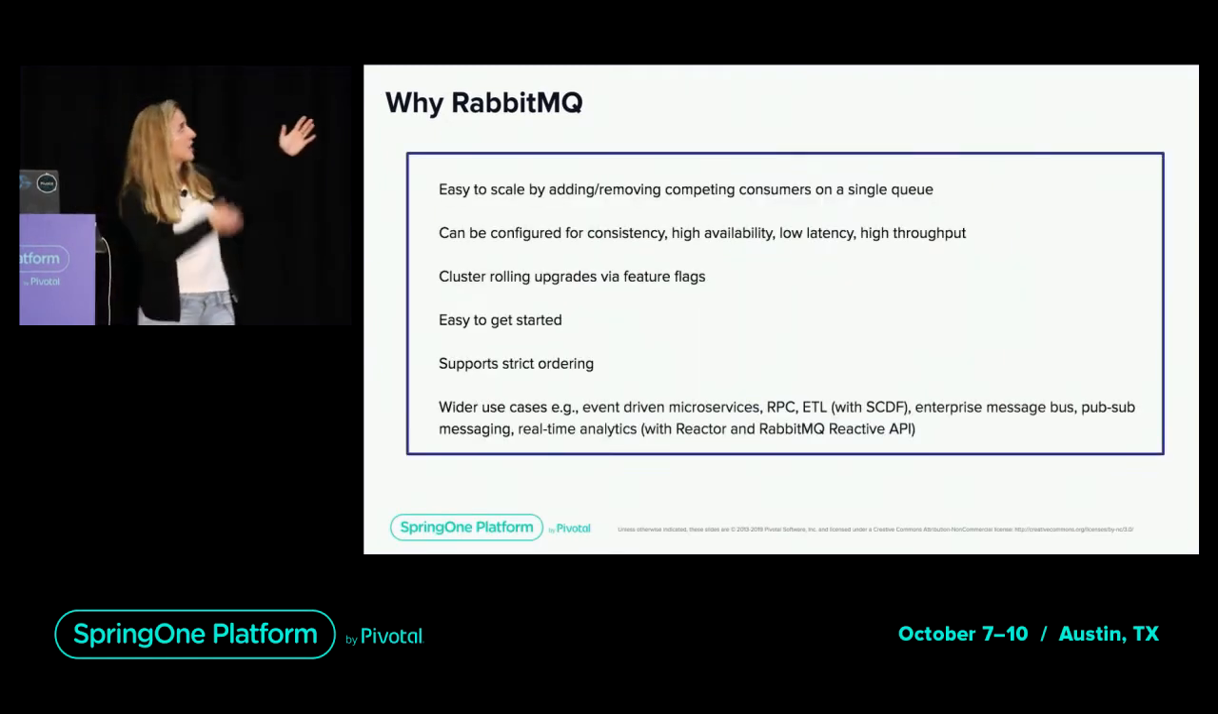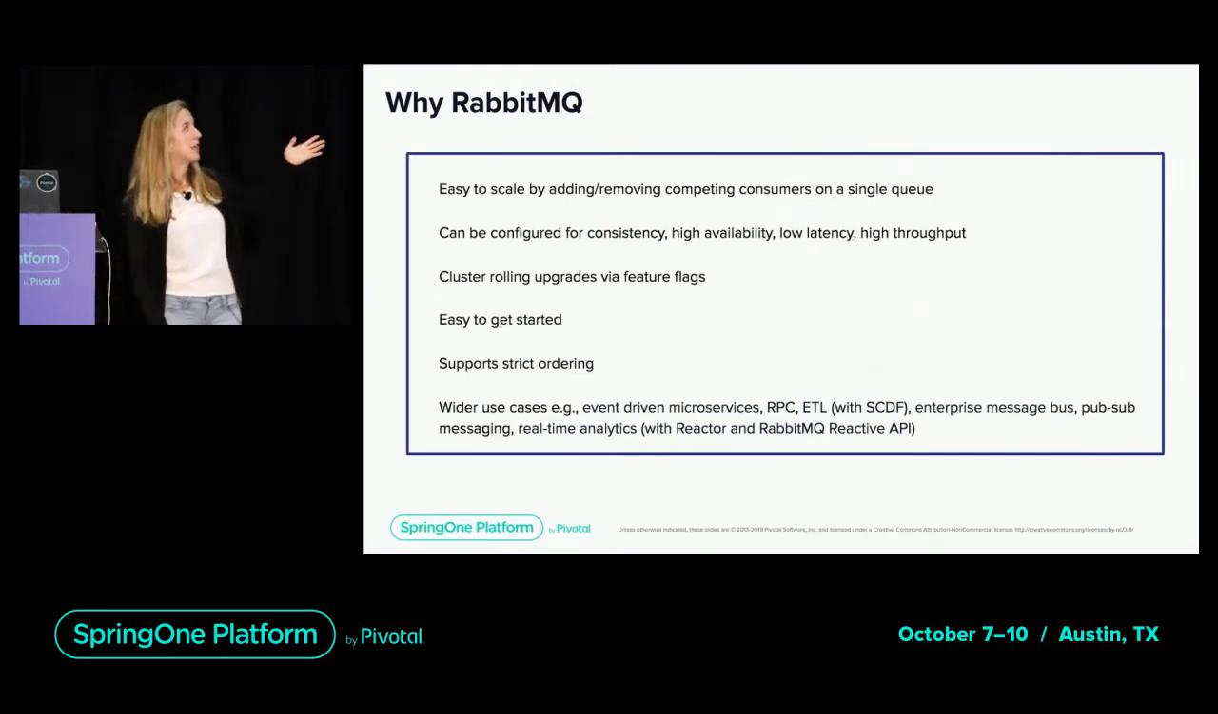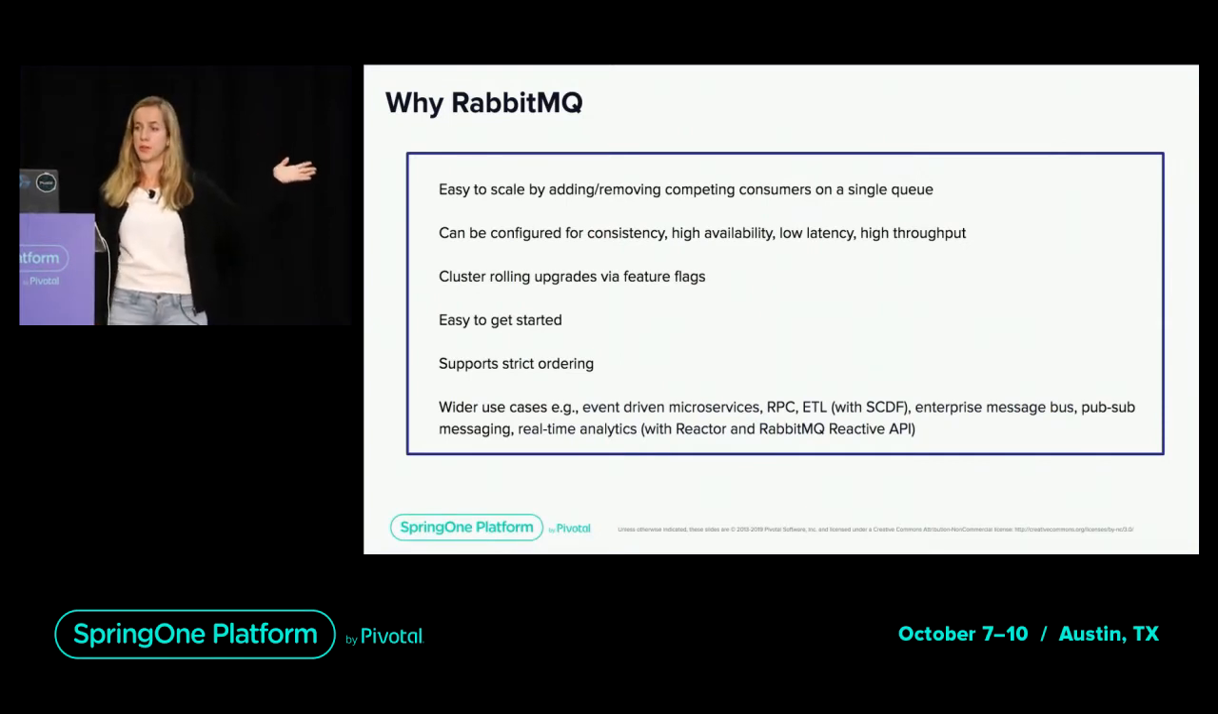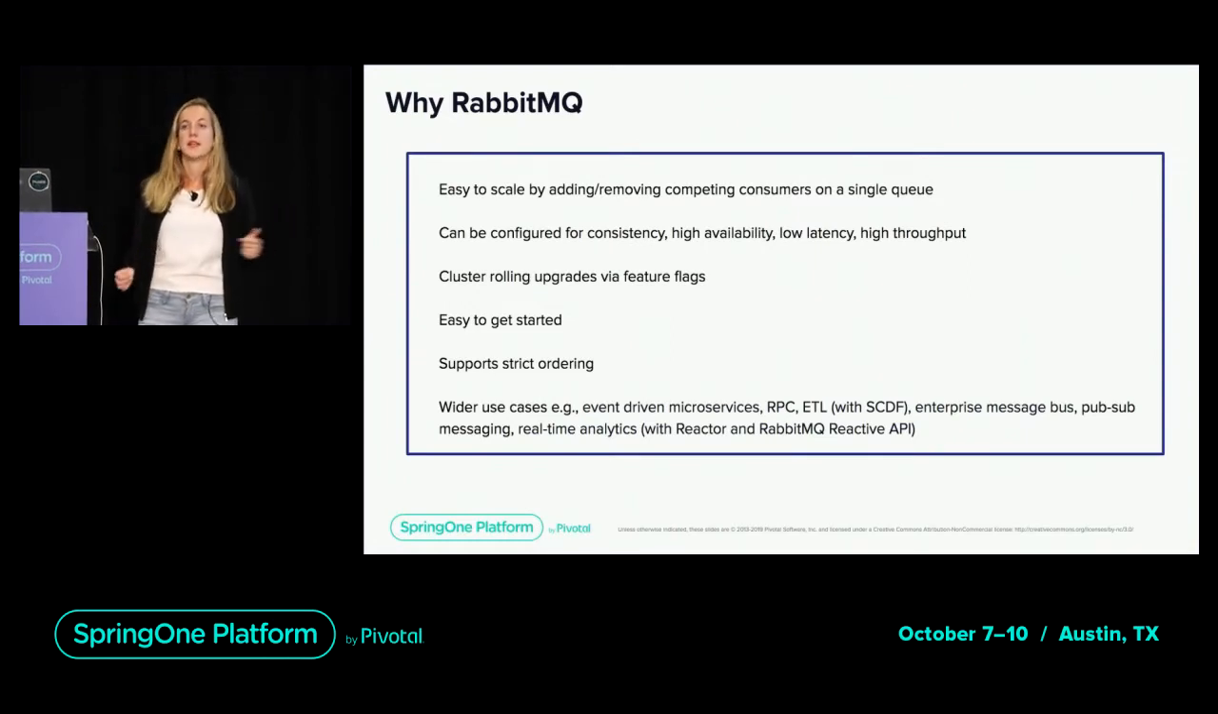A couple other things on why people use Rabbit. So it's really easy to scale by adding and removing competing consumers on a queue. It can be configured for consistency, high availability, low latency, high throughput. So we're going to talk about this in the tips, but the number one thing you can do is think about what does your application need, and then how do you configure Rabbit to support that.